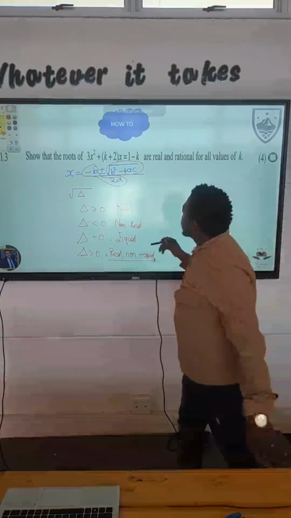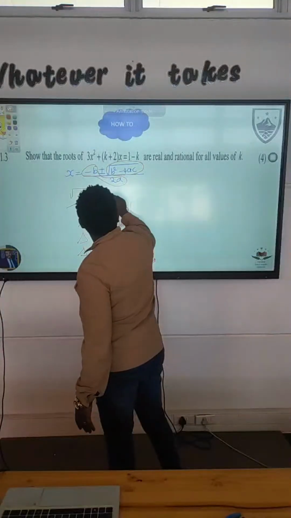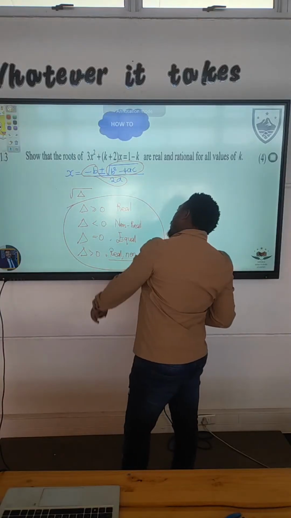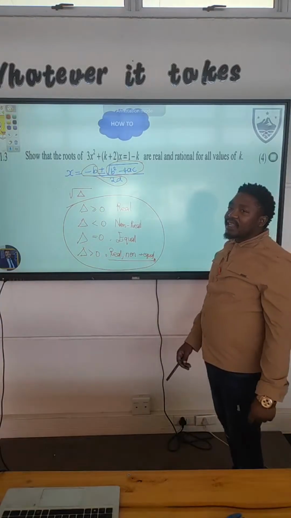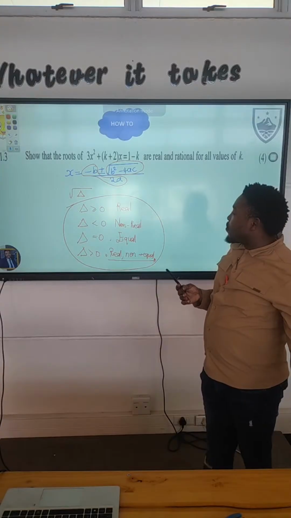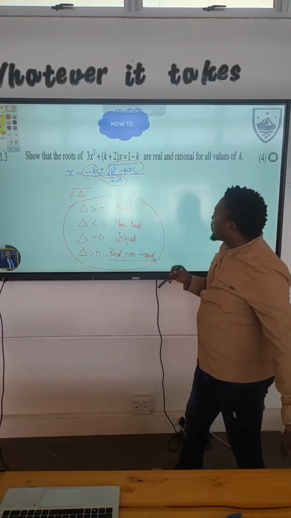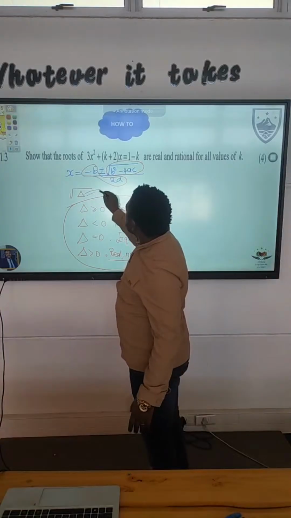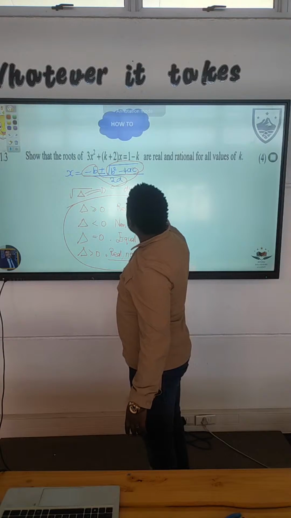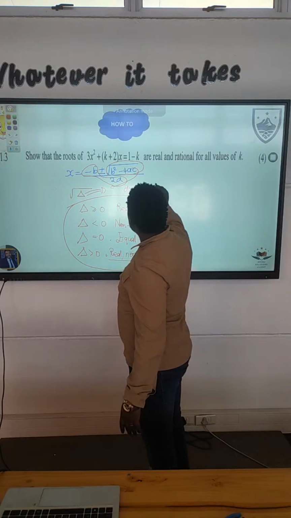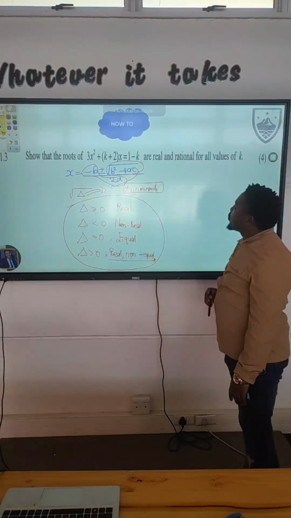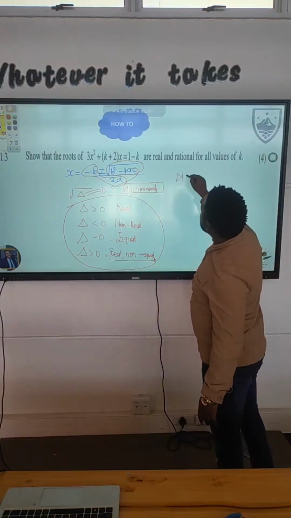But I want us just to focus on this part for now, just to remind ourselves to say if it's greater or equal to 0, we know they are real. If it's less than 0, it means they are non-real. If it's equal to 0, it means the roots are equal. The discriminant is what we call this triangle, it represents this. It will tell us the type of roots we are going to find. Hence we call this the nature of roots.